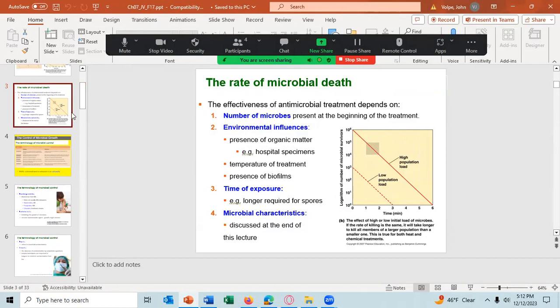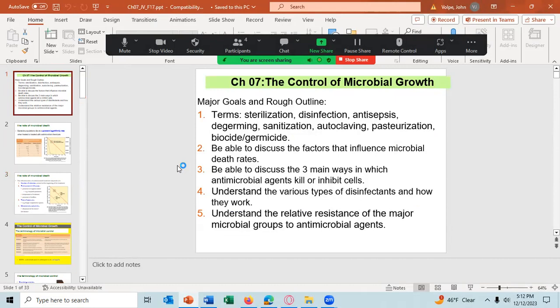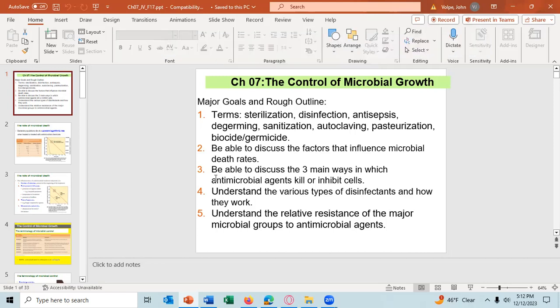These factors here. Be able to discuss the three main ways in which antimicrobial agents kill or inhibit cells. One, they damage proteins, or what's the word?